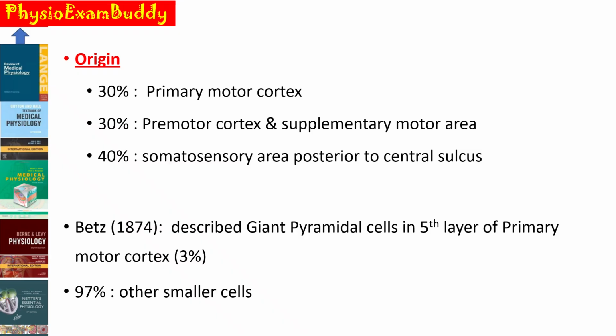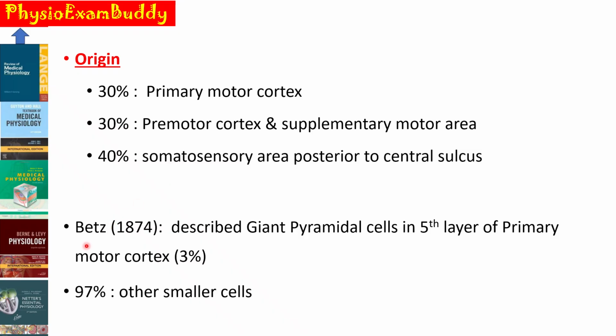Origin of the pyramidal tract. The fibers of the pyramidal tract originate from three areas, that is 30% of the fibers originate from the primary motor cortex, whereas another 30% originates from the premotor cortex as well as the supplementary motor area, and the remaining 40% arises from the somatosensory area posterior to the central sulcus. So you can see here that not only from the motor cortex, from the sensory cortex also some of the fibers of the pyramidal or corticospinal tract arise.